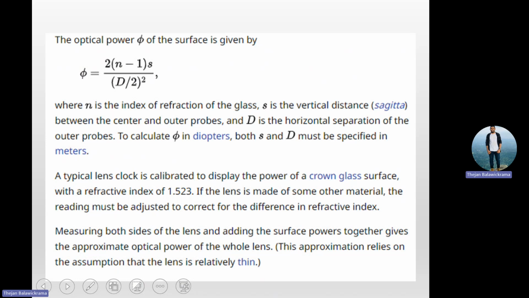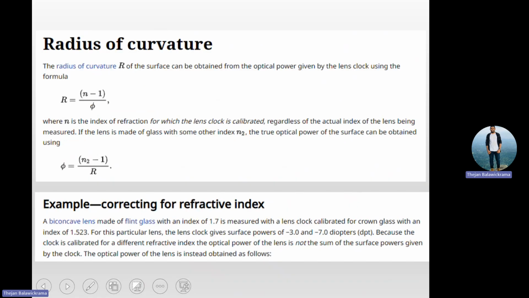So the optical power of the surface is measured with a lens clock. You normally have it calibrated with crown glass. The radius of curvature can be found using this equation, and then you can put the corrective lenses. I don't know whether you are doing these things manually.